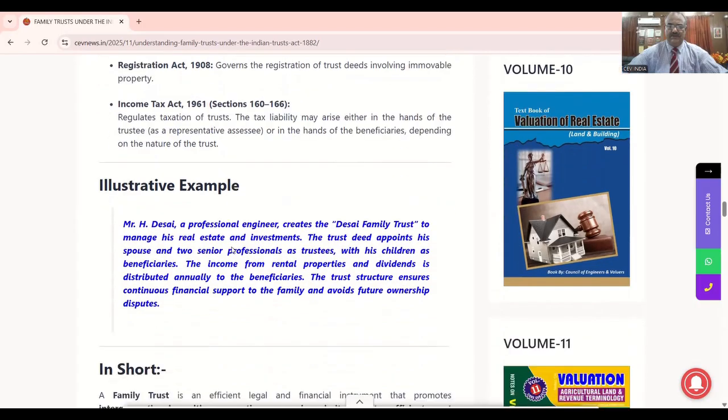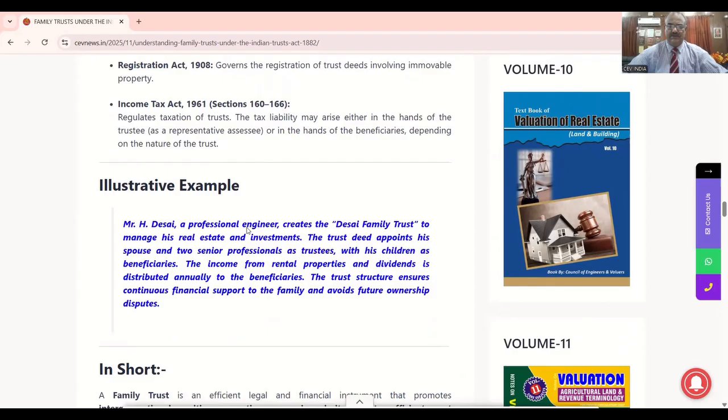Now we will take an illustrative example. Suppose let's consider Mr. H. Desai, a professional engineer, creates a Desai family trust to manage his real estate and investments. Mr. Desai is a professional engineer like me and you. He's an engineer and he has created a trust in the name of Desai family trust to manage his real estate and investments. The settlor appoints his spouse and two senior professionals as trustees with his children as beneficiaries.